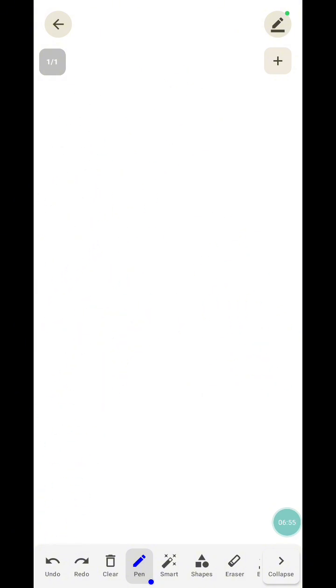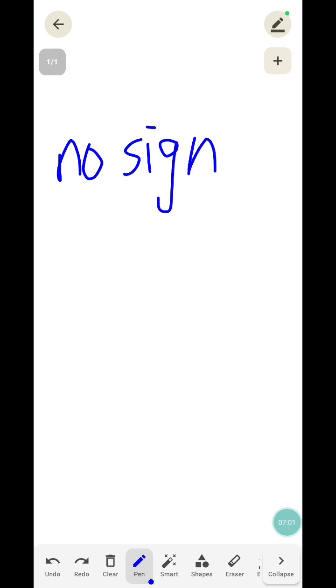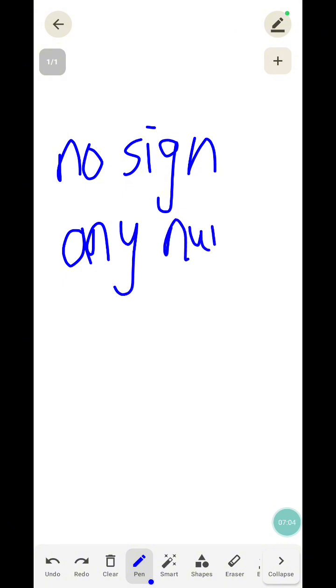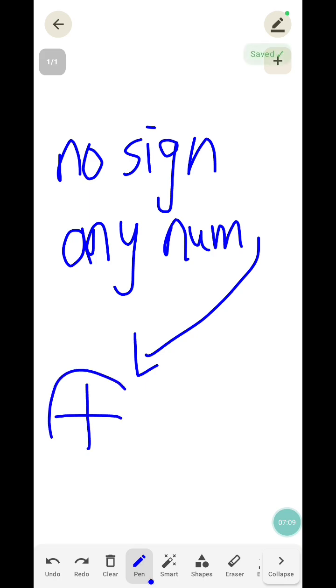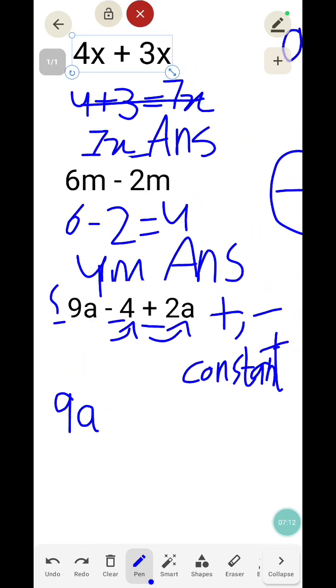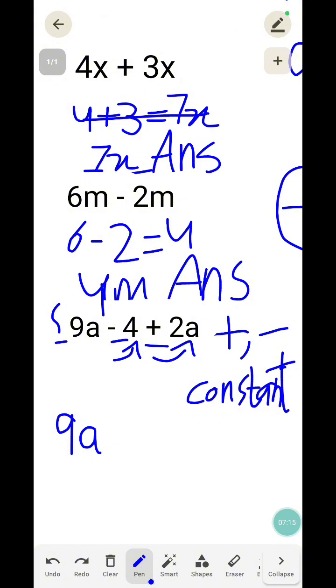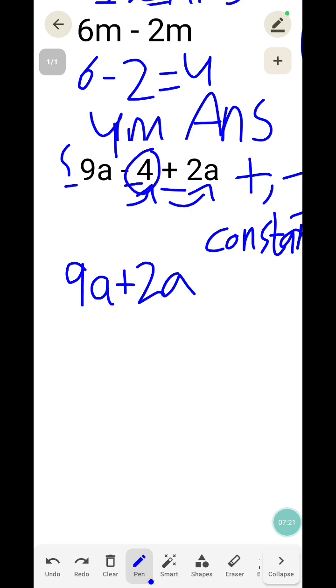So whenever there is no sign in front of any number, it's automatically understood that there will be plus. Always plus. Coming back to the question, there's 9a and plus 2a. 4 has no variable, so it's a totally different digit. We don't apply any operation here. We'll only look at the like terms. 9a plus 2a is 11a.